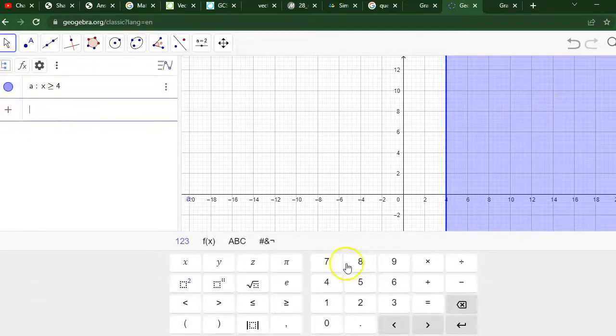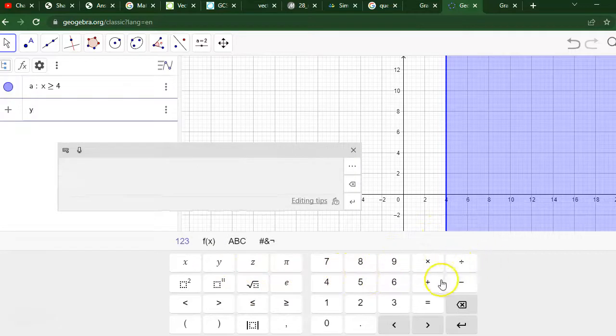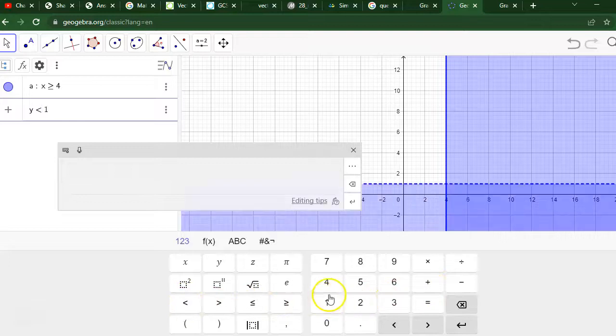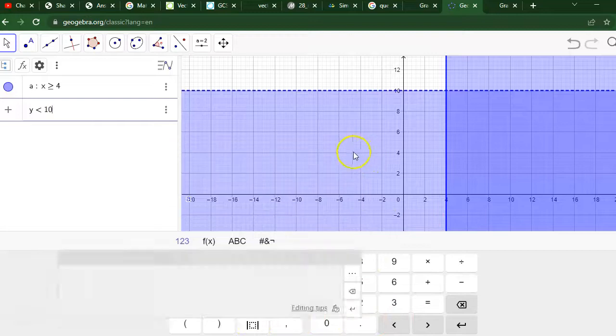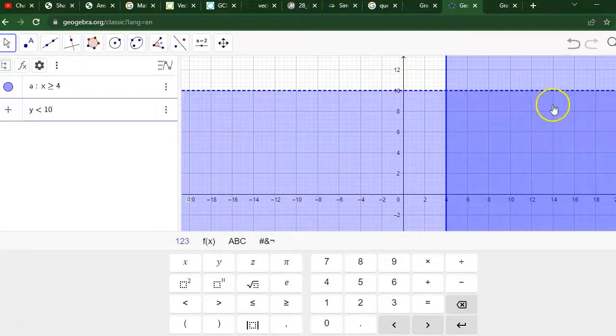Let's go to another one. Let us say y is less than 10. Now it is showing all the area where y is less than 10. So the area which is satisfying both is this one, so this area we can shade out. Here we have shaded it out, so this area was remaining there.